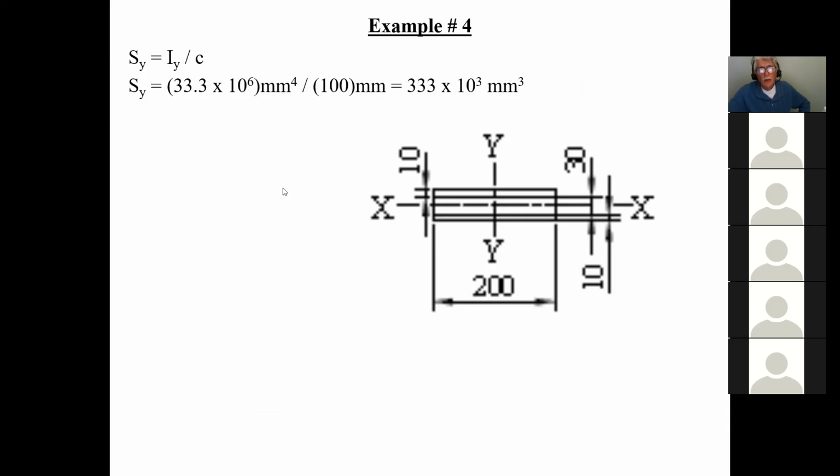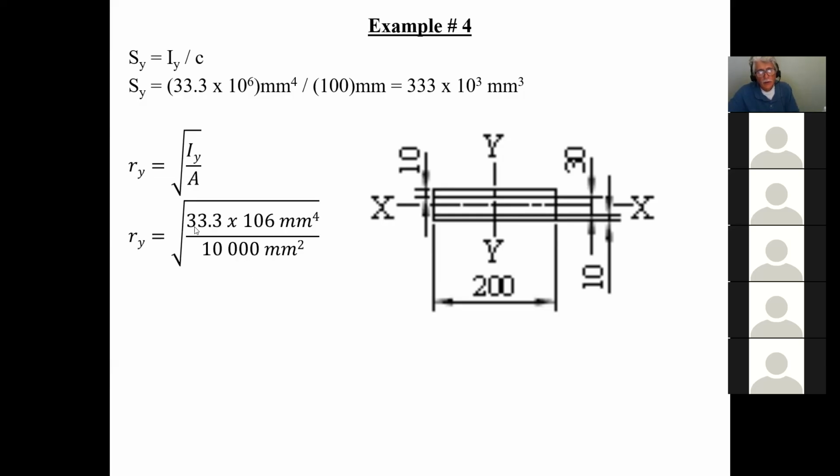And now the radius of gyration is, of course, the moment of inertia of this cross-section with respect to the y-axis divided by the total cross-sectional area here. So therefore I get 33.3 times 10 to the 6 over 20 times 50, which is 10,000, and therefore ry is 57.7.